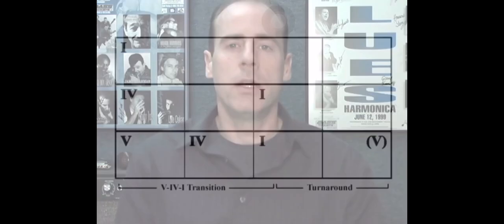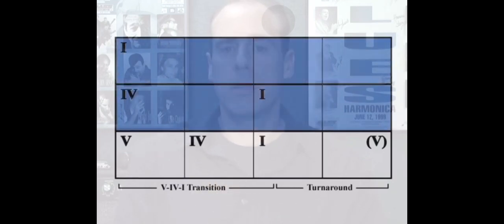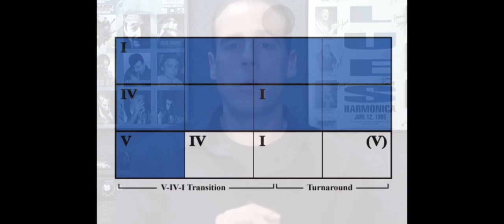So going back to our 5, 4, 1 transition, let's start with a definition. Where is that in our 12-bar blues? So let's take a look at a graphic image of the 12-bar blues. Now, when we get to our last line of the 12-bar blues, it starts with the 5 chord. And that's where our lick begins.